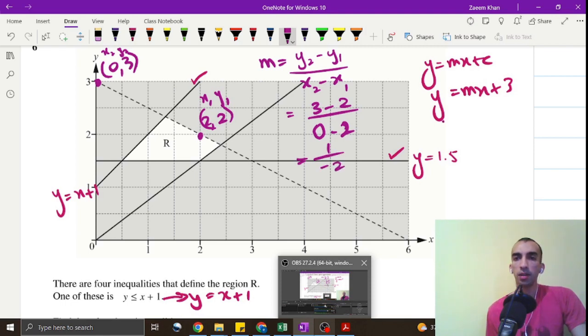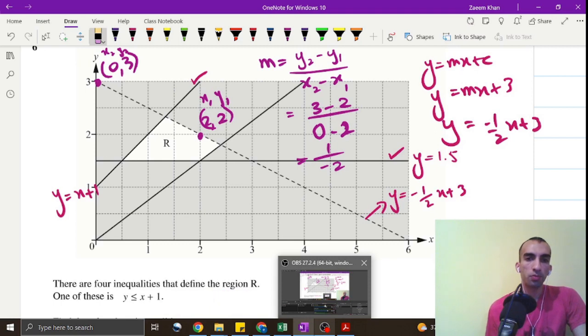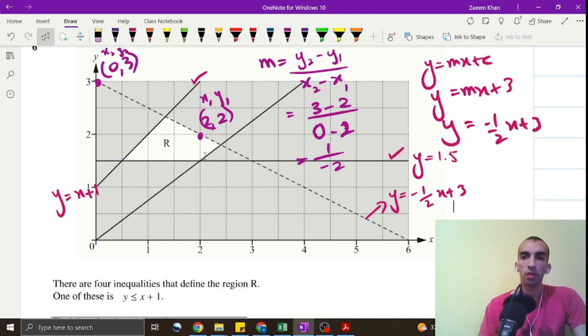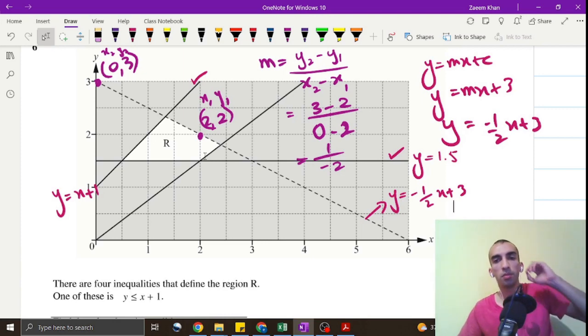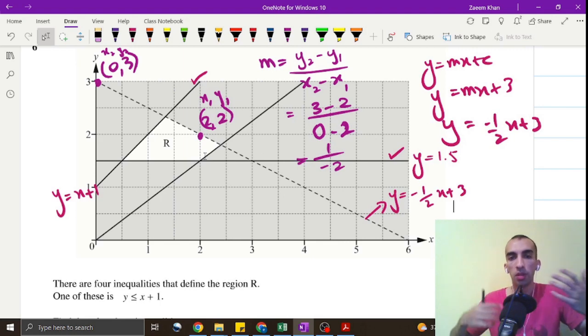I can go back and complete my equation to look like y equals negative 1 by 2x plus 3. So your equation for this line is y is equal to negative 1 by 2x plus 3. We're left with one more line to go, and that's not a dotted line. What you're giving me is an inequality. Before we go on into the inequalities, let's try to figure out the equation.